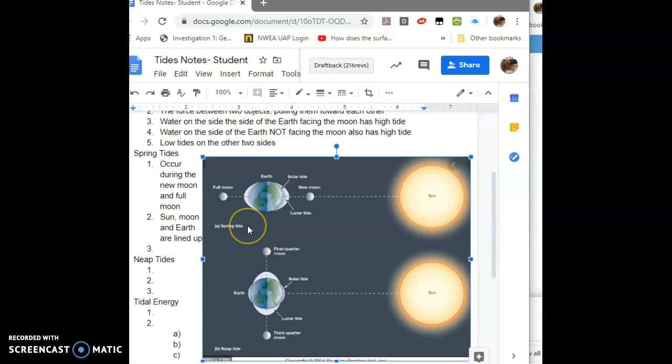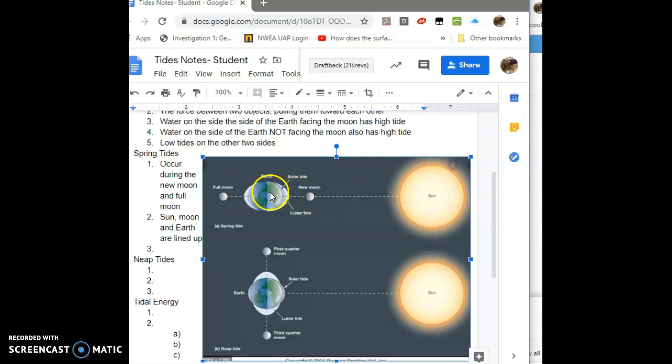So in the spring tides, you can see it's down here, you have the new moon and a full moon. Obviously we don't have two moons. This is twice in a month. So beginning with the new moon, you have Earth, moon, sun lined up. And a new moon is when you don't see a moon. It's all darkened. And then when you have a full moon, they are again moon, earth, sun lined up.